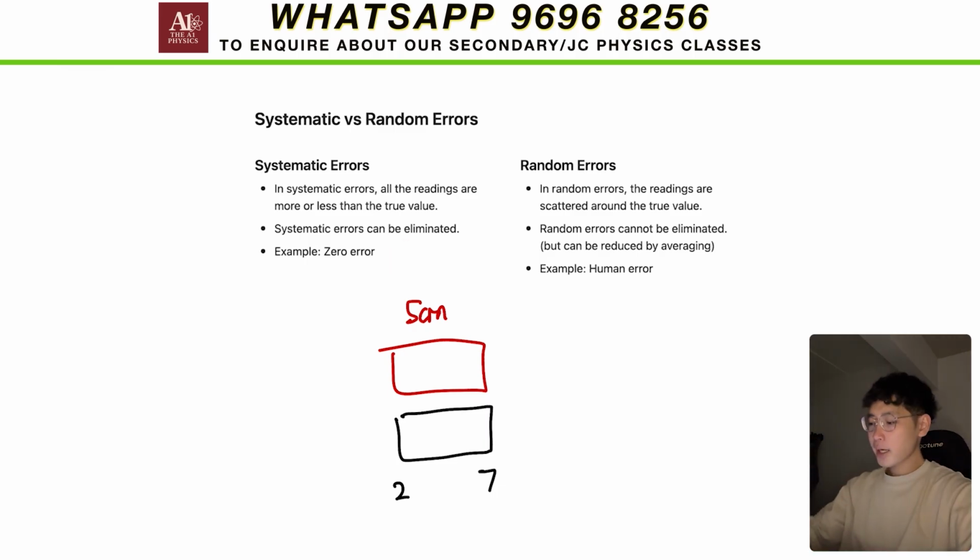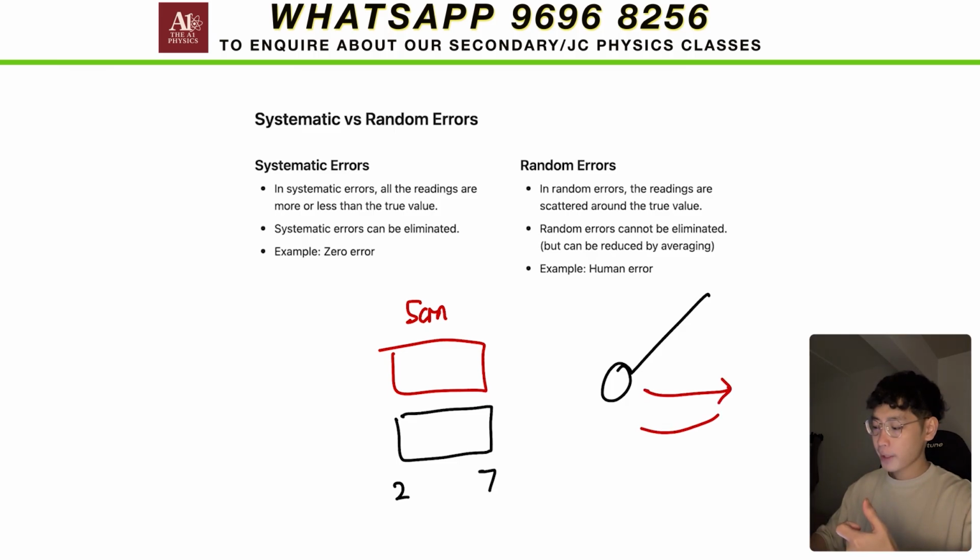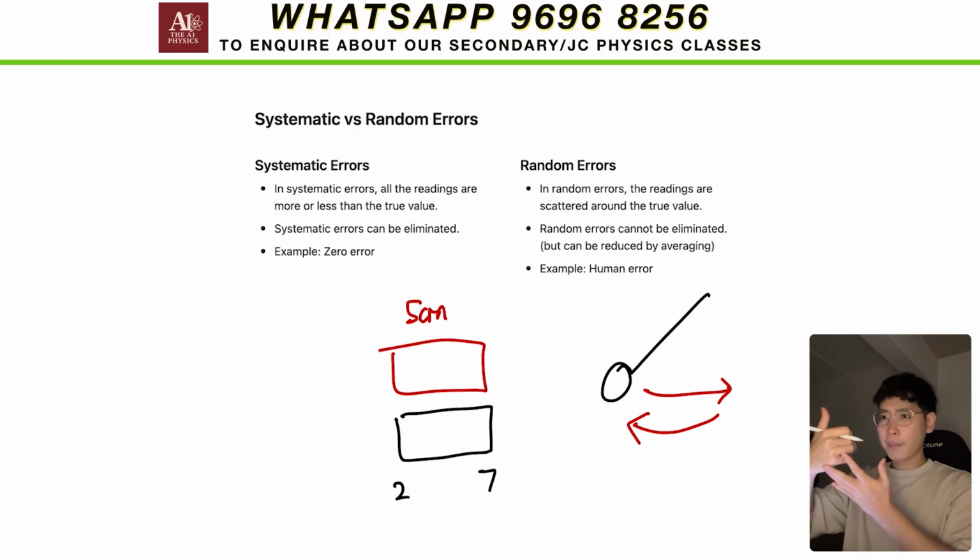Now, random errors, on the other hand, are errors that are scattered around the true value. Sometimes it's more than the true value, sometimes it is less than the true value. A very simple example of this is human error. For example, we are trying to time the period of a pendulum with a stopwatch, timing the pendulum oscillating left and right for 1 full cycle. Due to our human reaction time, sometimes we press the stopwatch a bit earlier than the actual time. So it can be a mix of more than the actual value and less than the actual value, and we call these random errors.